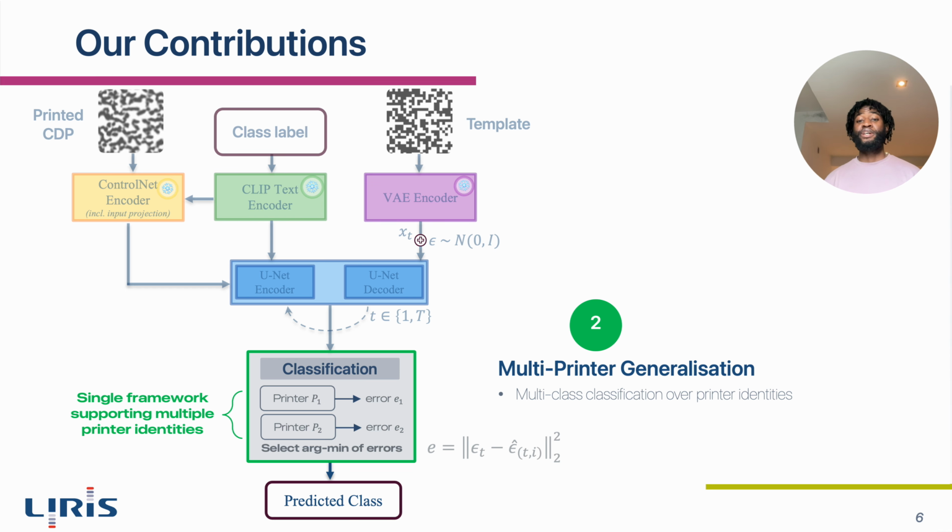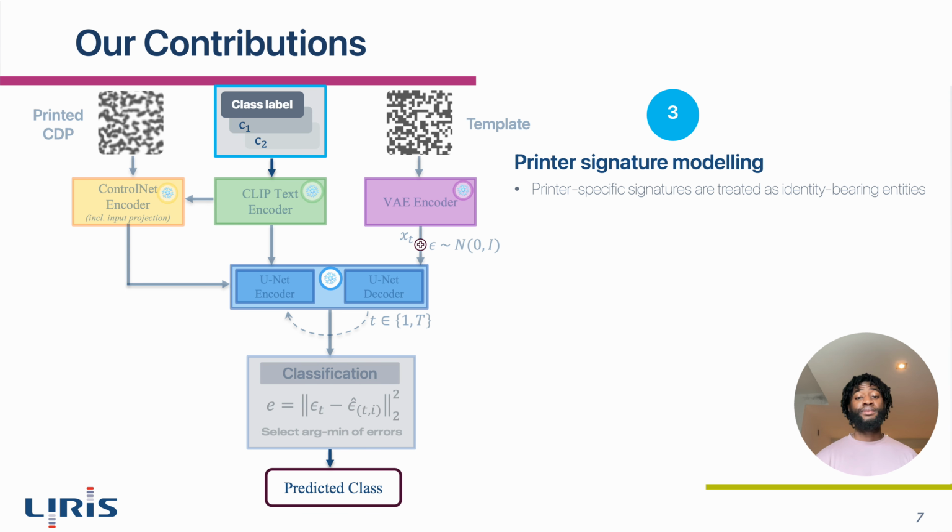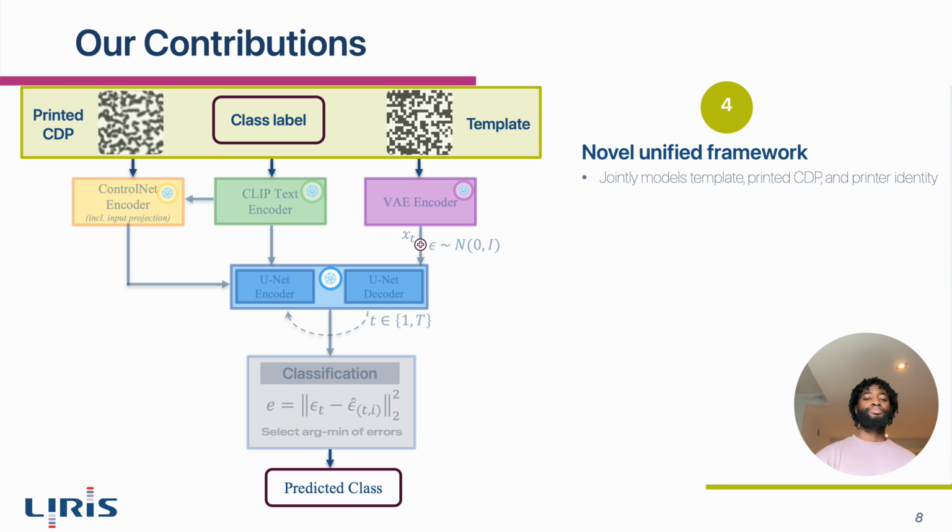Next, for the first time in CDP authentication, we support multi-printer authentication on the basis of our multi-class formulation. Then, we consider that printers inherently have identities based on the fact that they leave unique signatures on their printed outputs due to hardware and mechanical variations. And we propose to model these signatures for each printer using the reverse diffusion process learned during training.